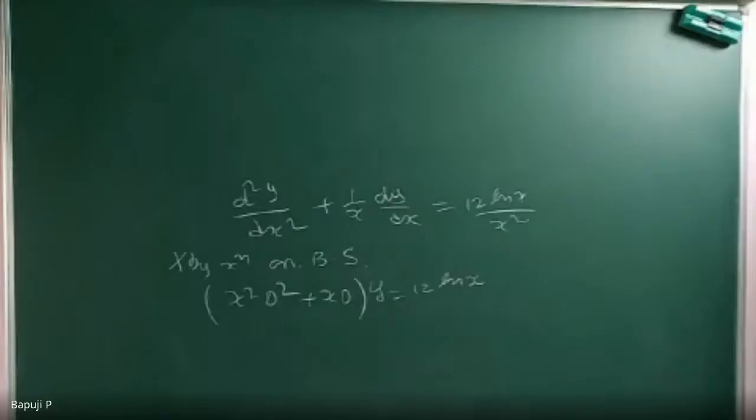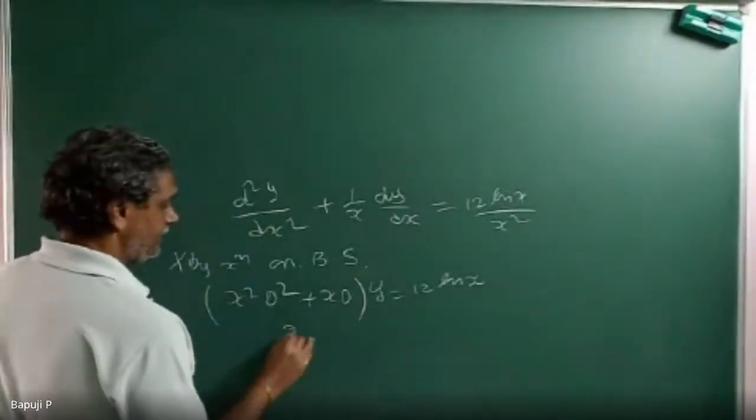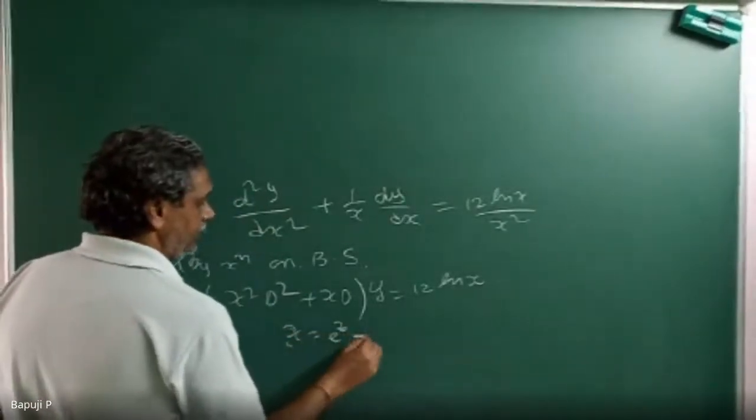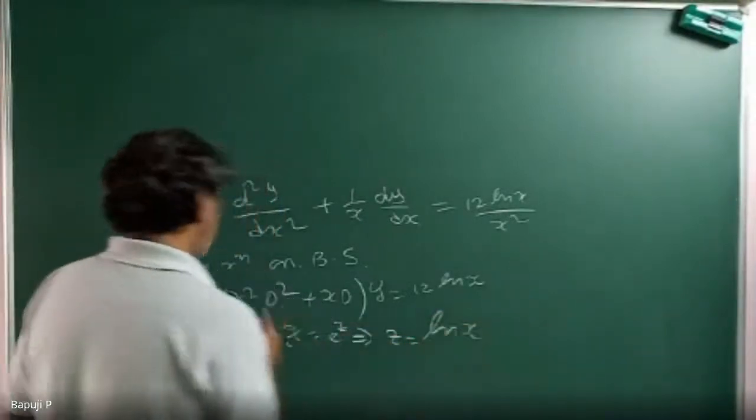Put x equals e to the power z, so z equals ln x. Very good. It's log x, not log. When you call it log, you can tell. x is equal to e power z, which implies z is equal to log x. But this fellow becomes what?